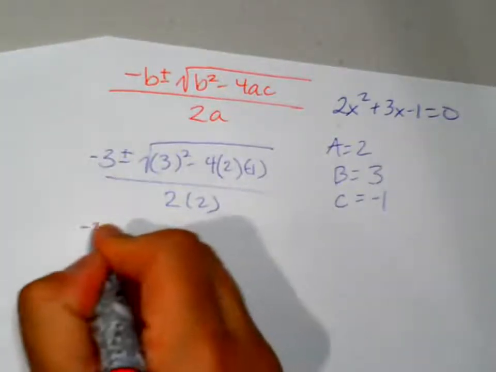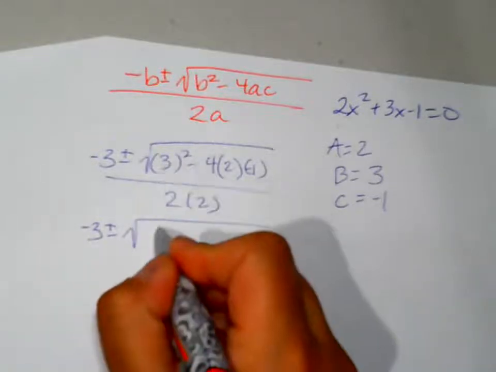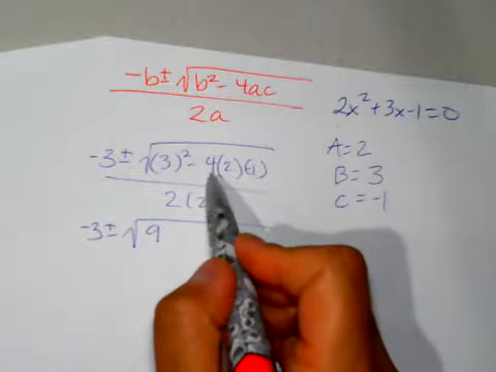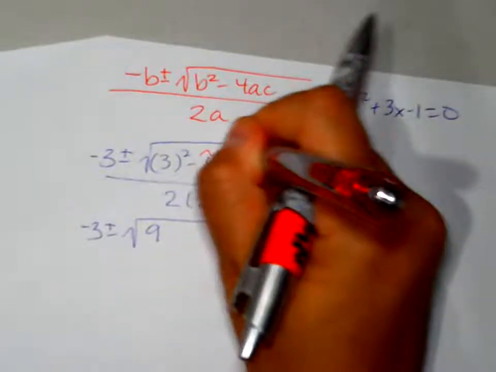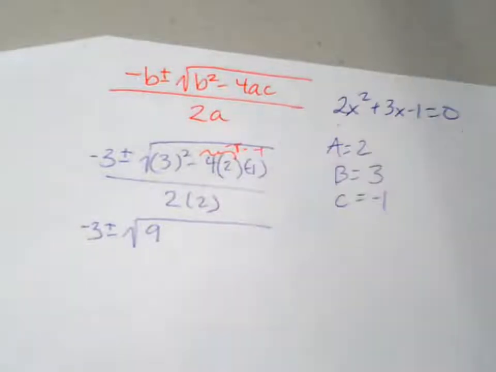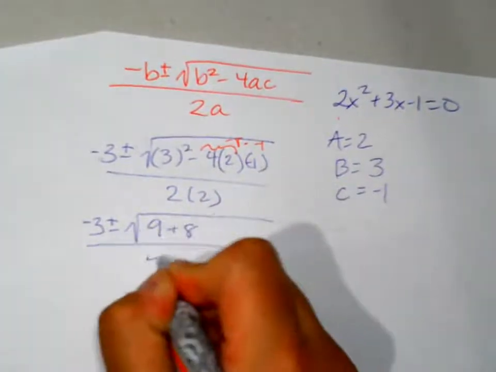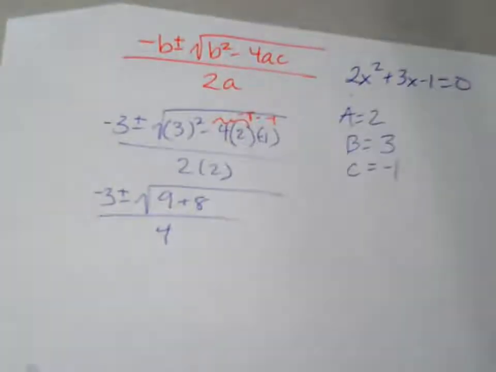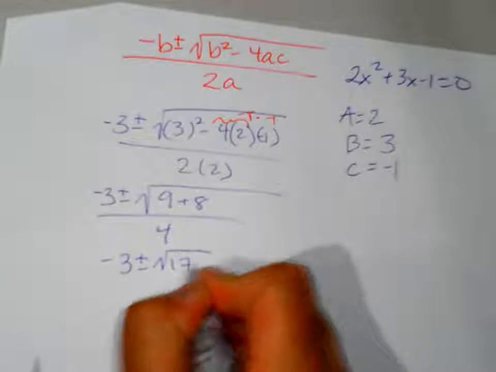This -3 is staying the same, plus or minus the square root of 9, and then I've got 4 times -4 times 2, which is -8, times -1, which gets me +8. So 9 plus 8 over 4. I've got -3 plus or minus rad 17 over 4.